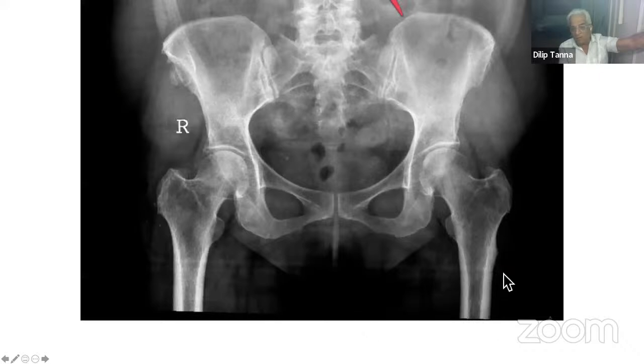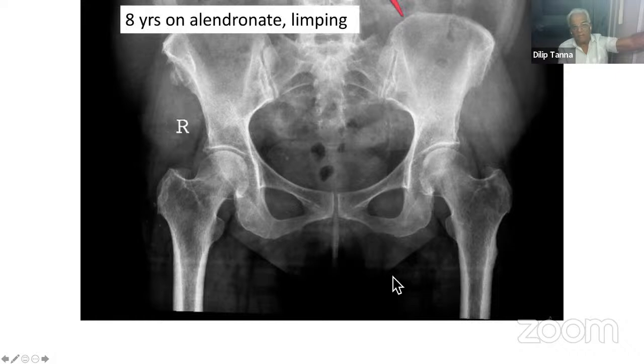Now, you can see this lateral cortex here. This is a typical case, this is my sister-in-law. I think this is the same patient. Yeah, this is my sister-in-law. She walked into my house from America, and she was limping. Eight years on, she was on Alendronate and she was limping. As soon as I saw her coming out of the airport, we had gone to pick her up, and she was limping. I said, why are you limping?